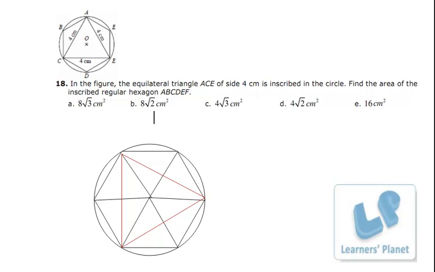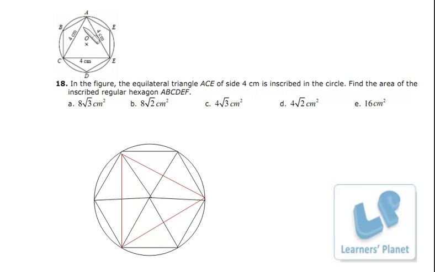Now this problem is very tricky and interesting. In the figure, the equilateral triangle ACE of side 4 cm is inscribed in the circle. Find the area of the inscribed regular hexagon ABCDEF, right? Now this is really an interesting problem. I have redrawn the diagram. Now I have the circle, one hexagon that is inscribed in this circle, and one triangle in red line that is also inscribed in this circle. Okay.